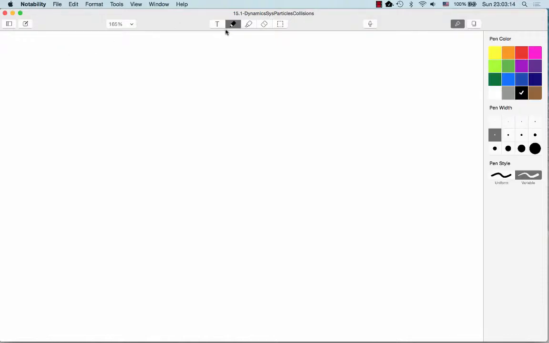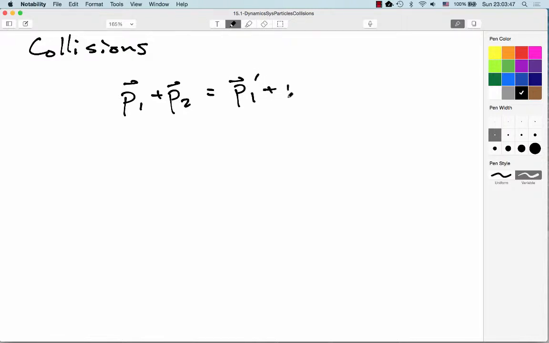Okay, so we're continuing our study of the dynamics of systems of particles, and now we're going to go ahead and look at collisions. In a collision, the idea is we can at least momentarily isolate it, and then we can require that the sum of the momenta before equal the sum of the momenta after.